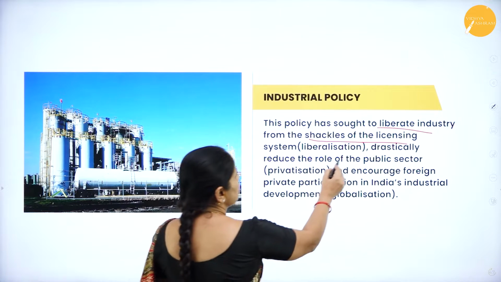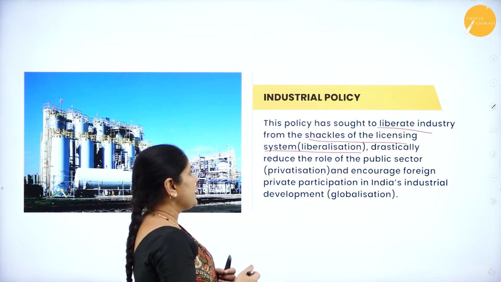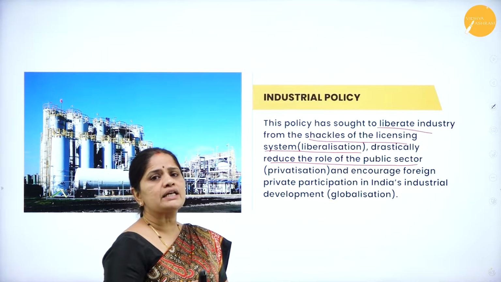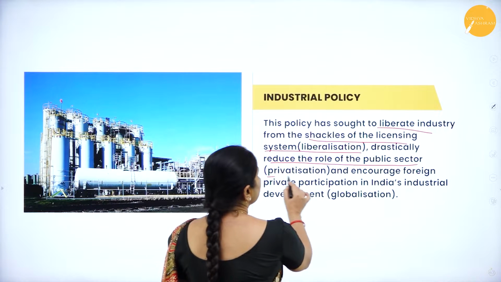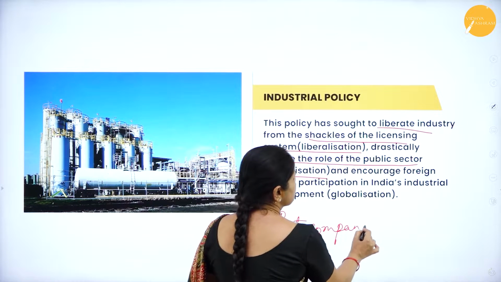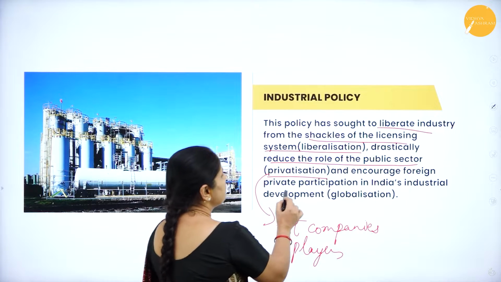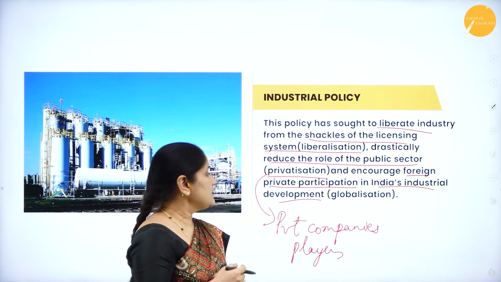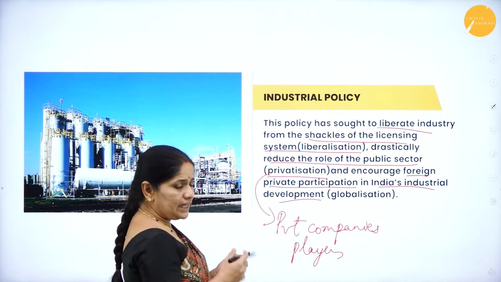Next, because of the liberation from licensing, we could start more industries, and we drastically reduced the role of the public sector. That means after this reform, the role of public sector units was reduced drastically and private players came into existence. So we can call it privatization. Private companies were welcome to start businesses, and they were the major players here. Then we also encouraged foreign private participation in industrial development, which in other words we can call globalization. We will look into what globalization is in the forthcoming slides.